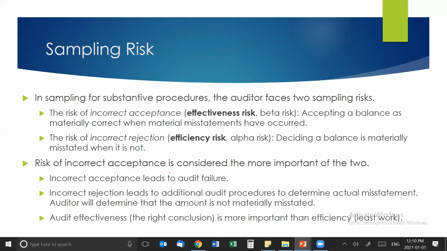So the risk of incorrect acceptance is basically your effectiveness risk. You're accepting a balance as correct when it actually has material misstatements, versus the risk of incorrect rejection, saying that a balance is materially misstated when it is not. Okay? So the risk of incorrect acceptance is more important of those two risks because it could lead to providing a wrong opinion, saying that everything is good when it's actually not.